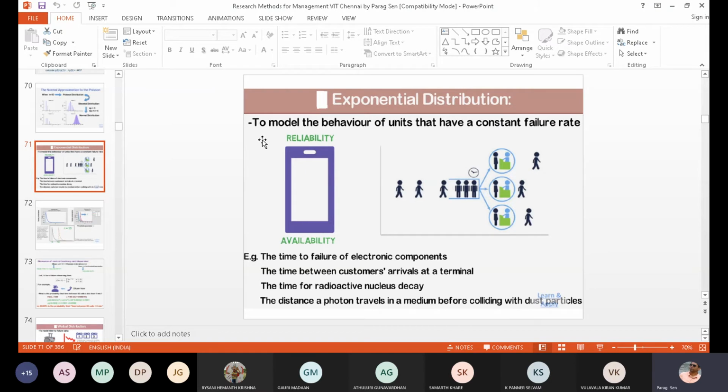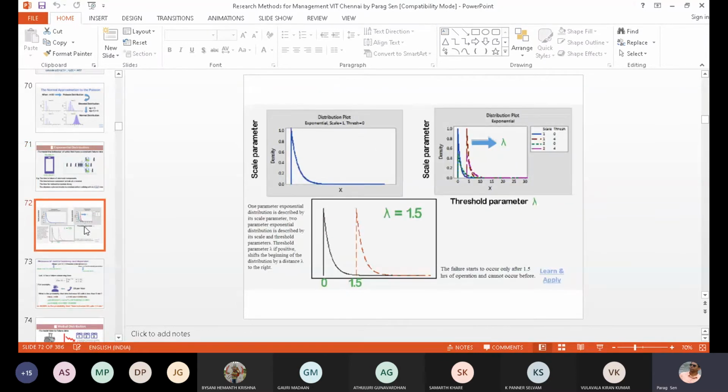It is very often used in dealing with the reliability of electronic products or mechanical items. It is very frequently used. Examples would be the time to failure of electronic components, the time between consumers' arrivals at a terminal, the time for radioactive nucleus decay, and the distance a photon travels in a medium before colliding with dust particles. In all these cases, exponential distributions are used.